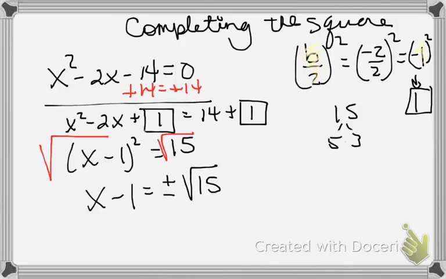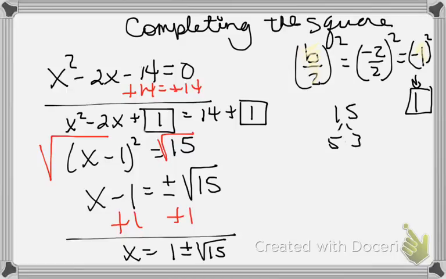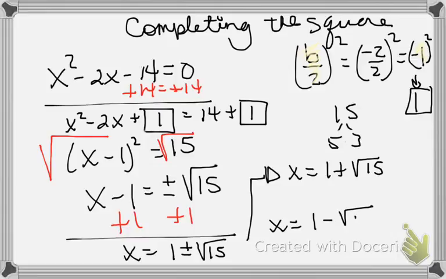So first thing I'm going to do is move everything to the other side because we want x by itself. So I'm going to add 1 to both sides. So I got x equals 1 plus or minus the square root of 15. This gives us two answers. We got x equals 1 plus the square root of 15, and we got x equals 1 minus the square root of 15.